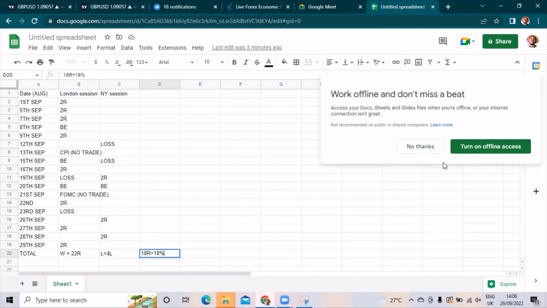Which is very good. If 10% is an average, an 18% month or 20% month is too good. So let's see how it goes.